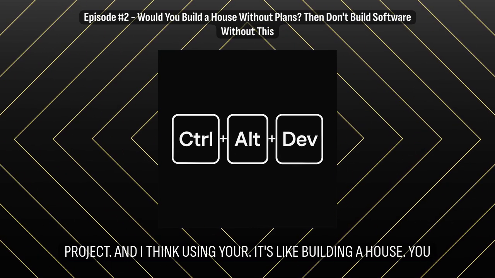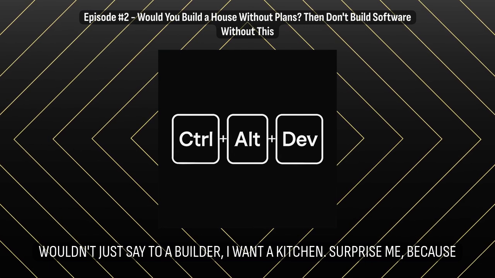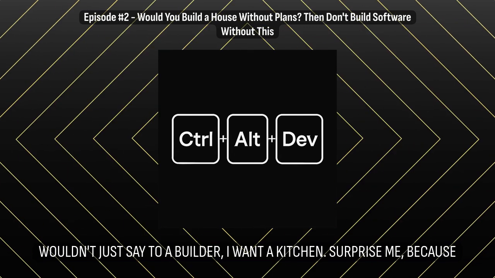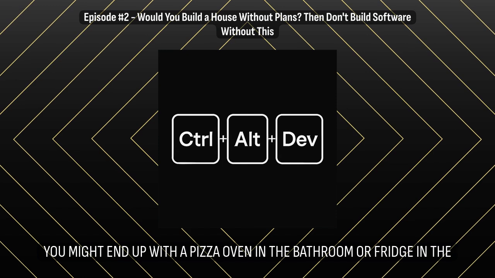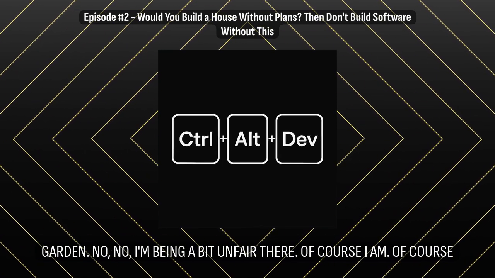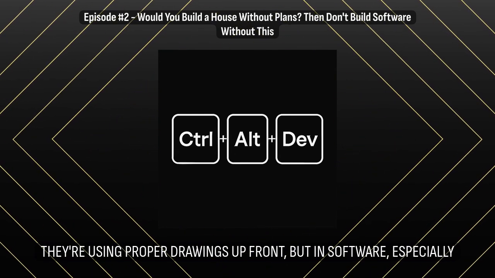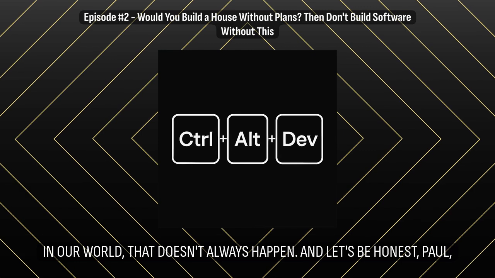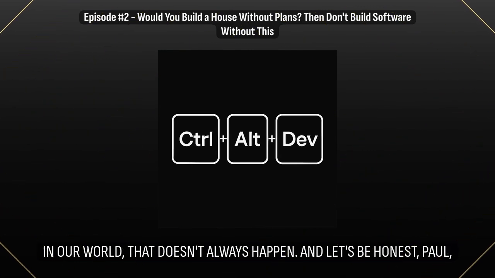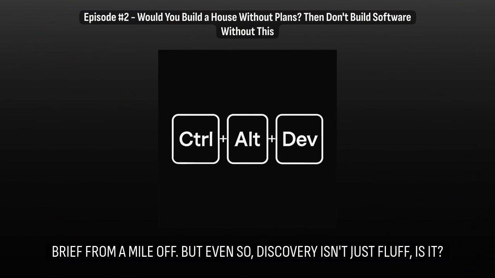And I think it's like building a house. You wouldn't just say to a builder, I want a kitchen, surprise me, because you might end up with a pizza oven in the bathroom or a fridge in the garden. No, I'm being a bit unfair there. Of course they use proper drawings up front, but in software, especially in our world, that doesn't always happen. And let's be honest, Paul, after 30 years of building software, you and I can sniff out a vague brief from a mile off.